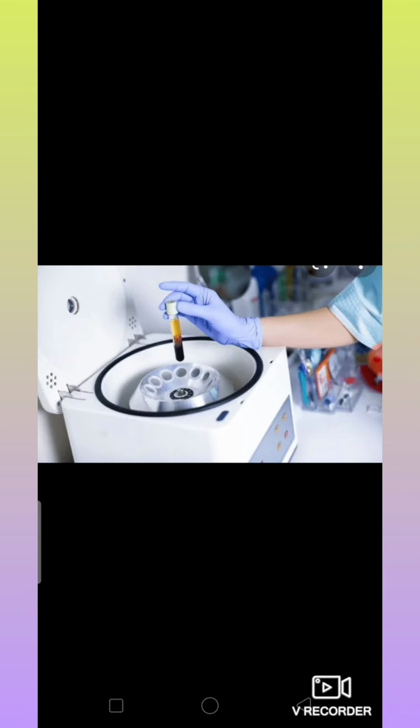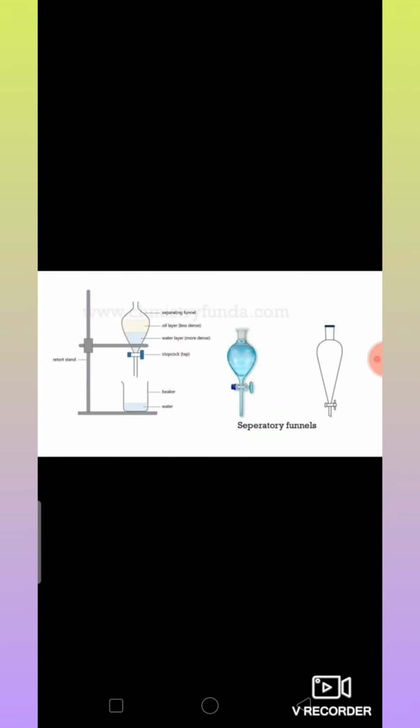In milk dairies, centrifugation is used to separate cream from milk. In washing machines, this principle is used to squeeze out water from wet clothes. Centrifugation is also used in pathological laboratories to separate blood cells from a blood sample.